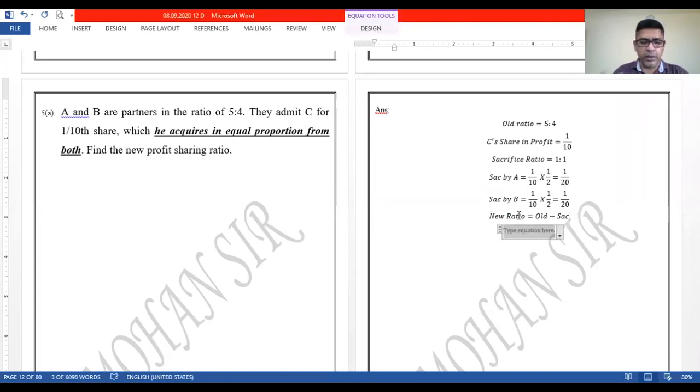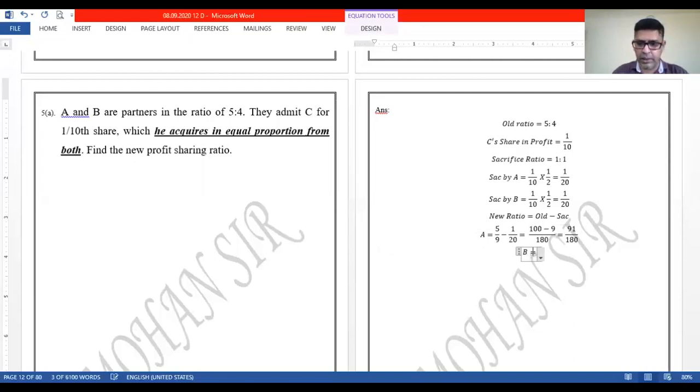Okay. Now new ratio for A. Old ratio can be seen as 5 by 9. Okay. Minus sacrifice is 1 by 20. Okay. Need to take the LCM. 20 into 9 is 180. 20 into 5 is 100. 9 ones are 9. 100 minus 9 is 91. 91 by 180. Okay, this is the new share for A.